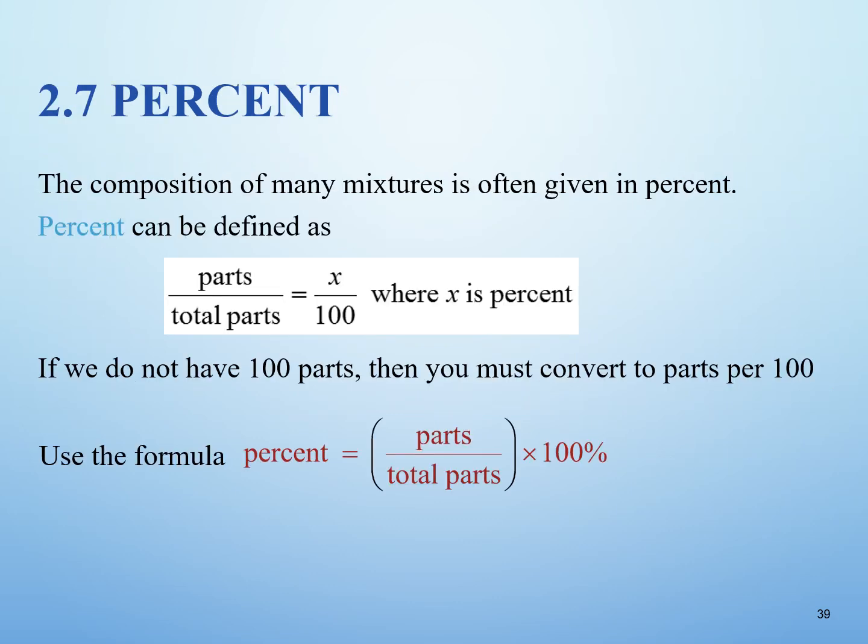Now we want to talk about percent. So what is a percent? It is basically a part that you're interested in divided by the total parts. So everybody on the bottom. So the formula here to get percent is what you're interested in over everybody, times 100.